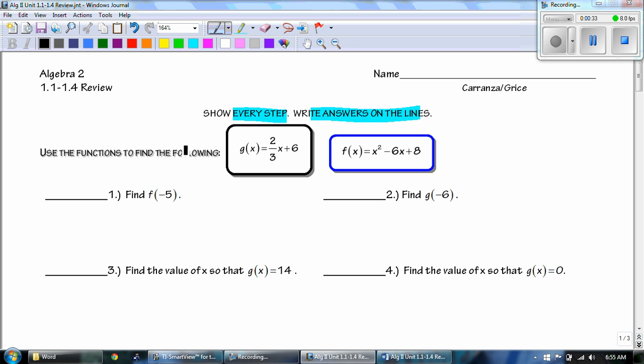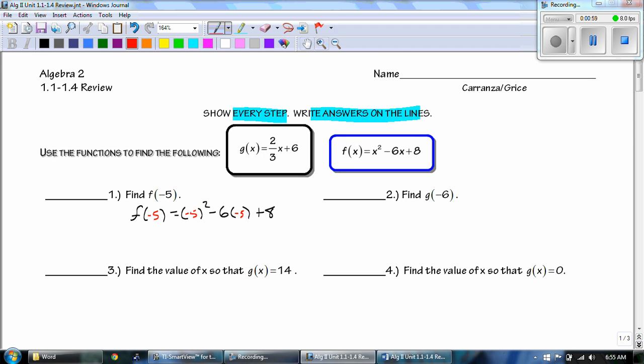Well, what that means is I have to take the function f, and I'm going to plug in -5, and we're going to go x squared minus 6x plus 8, okay? And everywhere there's an x, we're going to plug in -5, okay? And now we simplify, okay?